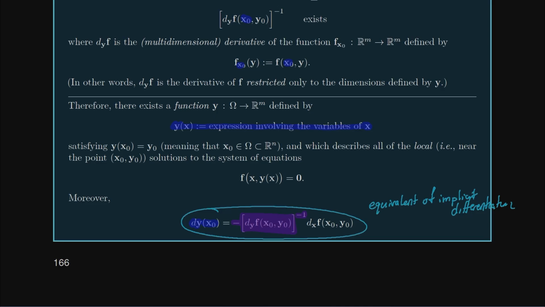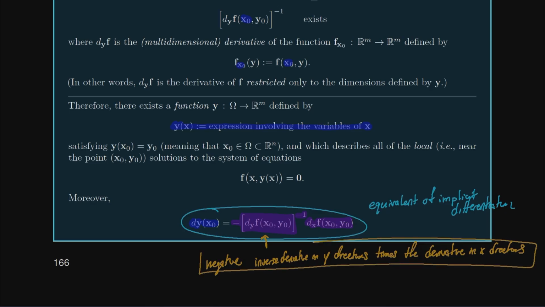And then that inverse acts on kind of the reverse. This is the total derivative in the x direction of the function I started with. And so you get this very interesting property of the inverse derivative in y directions multiplied by, or times, the derivative in the x directions. And there's a negative, right? It's a negative. That's what you end up getting as our implicit differentiation. It's the negative inverse derivative in the y directions times the forward derivative in the x directions.